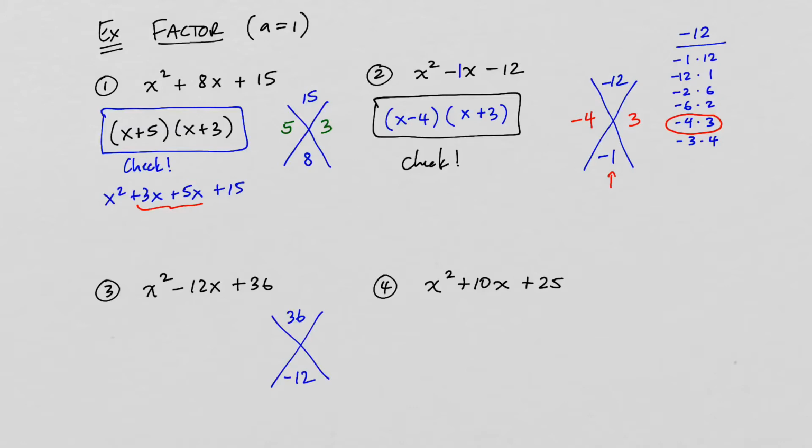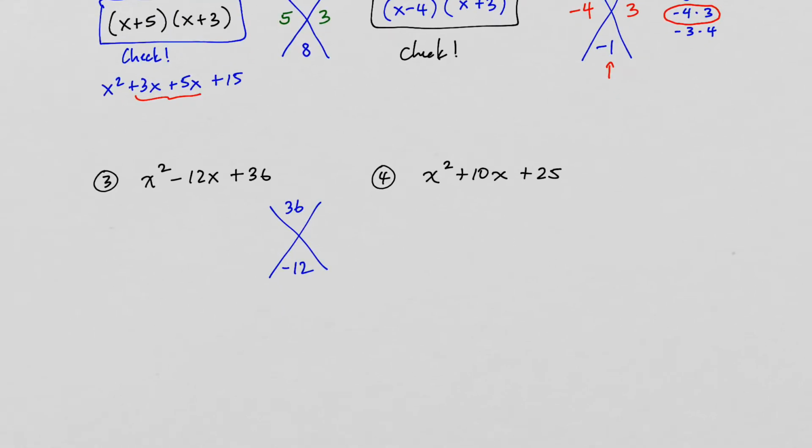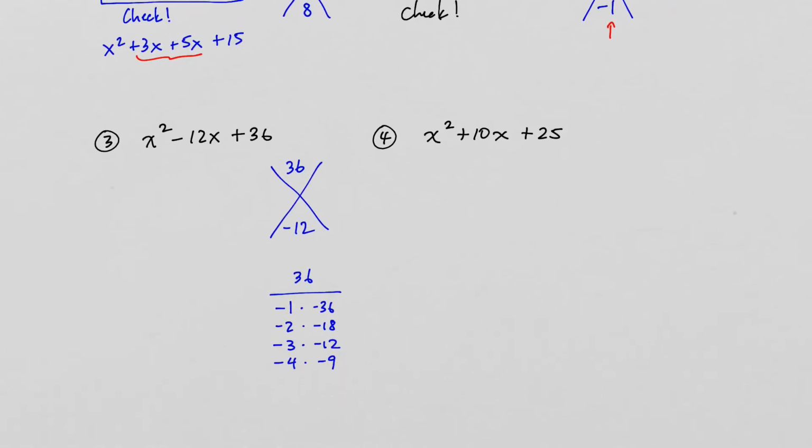And so what factors of 36 would give us a sum of negative 12? Well, let's list our factors of 36. We could have negative 1 times negative 36, negative 2 times negative 18, negative 3 times negative 12, negative 4 times negative 9, or finally negative 6 times negative 6. And out of all of these options here, the only two factors that add up to negative 12 would be negative 6 and negative 6.